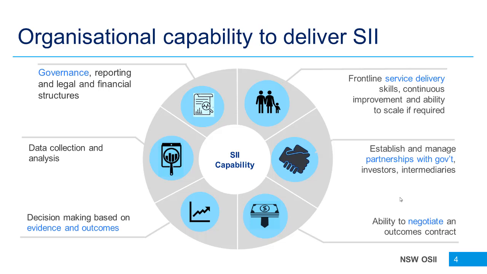As you may already know, the organisational capabilities required to develop and deliver a social impact investment are different to those that you would traditionally see in a not-for-profit organisation. These different skill sets reflect the different nature of the contracting arrangement and the level of detail that goes into negotiating the contract, agreeing the evidence and outcomes, and the ongoing governance that is required to successfully implement a social impact investment.